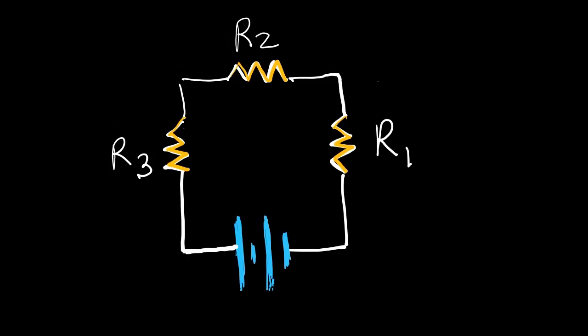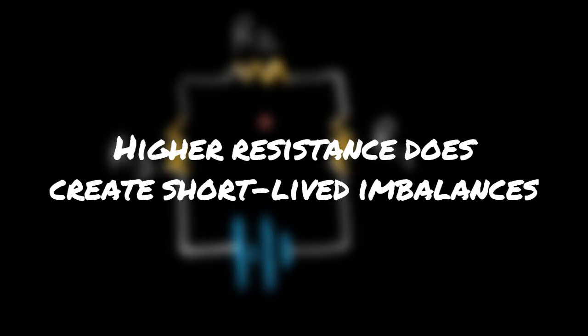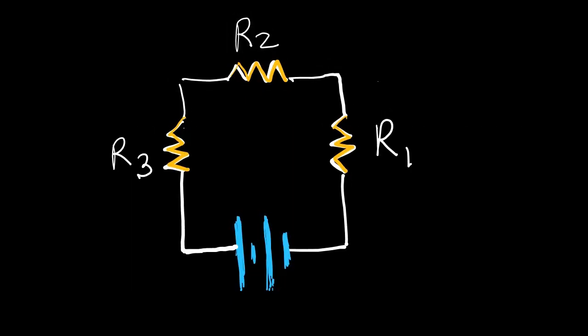While higher resistance does oppose the flow of current, it does not necessarily mean that the current itself decreases. Higher resistance will create an imbalance, but this imbalance would be for a very, very small amount of time. What does that mean? That means that there will be a transient state where the current might be slightly different in different sections.